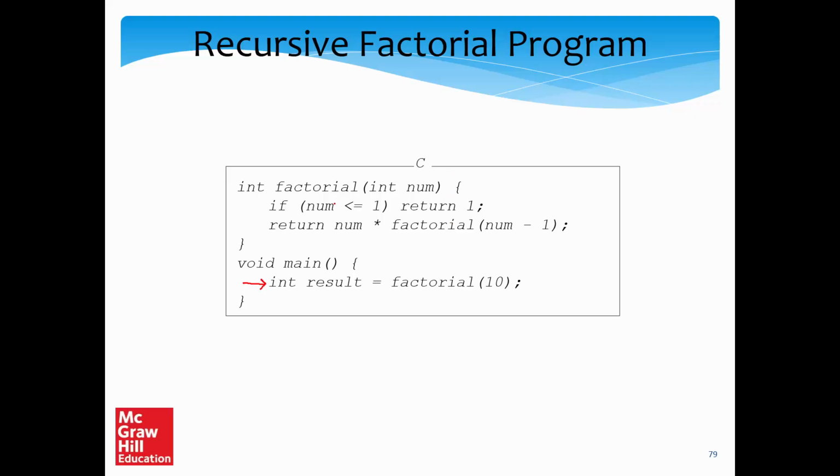So inside the factorial function, we'll first have the base case. The base case says if num is less than or equal to 1, return 1. So this is where the recursion will terminate. Otherwise, we return num times factorial of num minus 1. So here we compute 10 times 9 times 8 times 7 and so on.